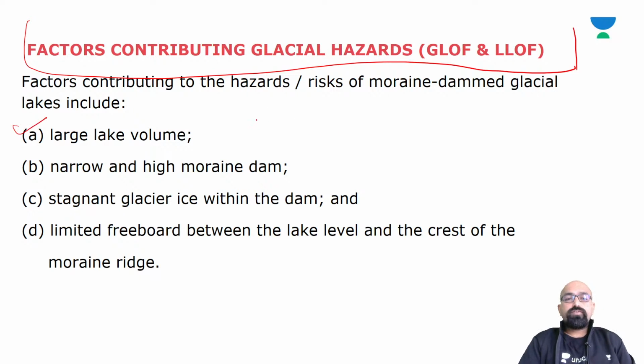Now what happens after melting the glaciers? Initially the size of these lakes increases, and after that the lake volume and size increase as well. Right. Narrow and high moraine dam, stagnant glacier ice within the dam, and limited freeboard between the lake level and the crest of the moraine ridge. So these are the factors contributing to glacier hazards.